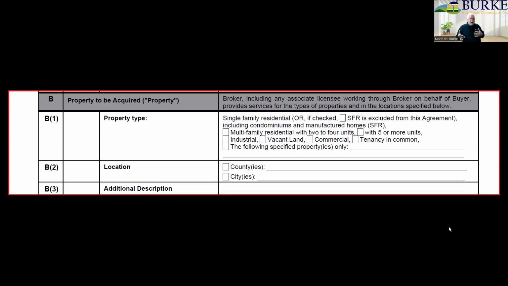Additional description, B3, is kind of what we used to do. We used to put in a handful of zip codes. And if you've watched any of my videos, I've always recommended maybe 5 zip codes, assuming that they're not going to cover a huge expanse. But to say something like all of Orange County might be a little too broad and overreaching. Okay. So that's kind of the purpose behind this part of the agreement. And we're going to come back and we're going to talk about paragraphs number 2B, 2C, and 2D.